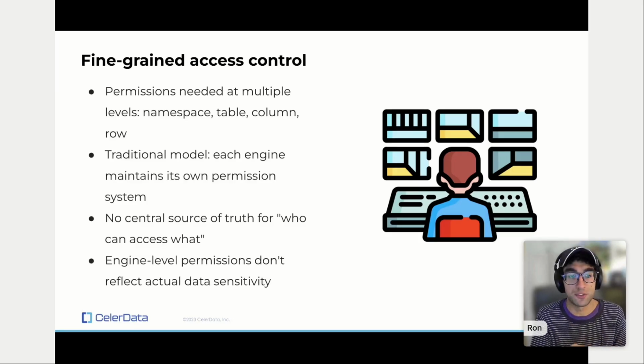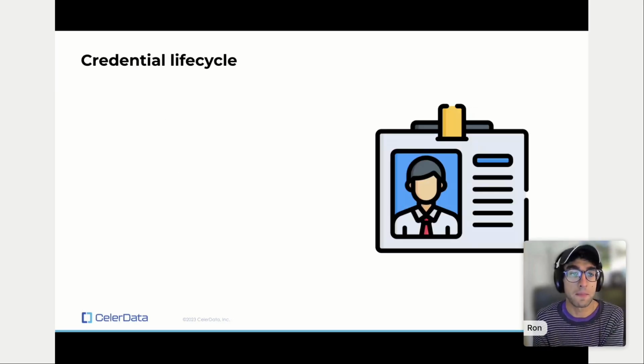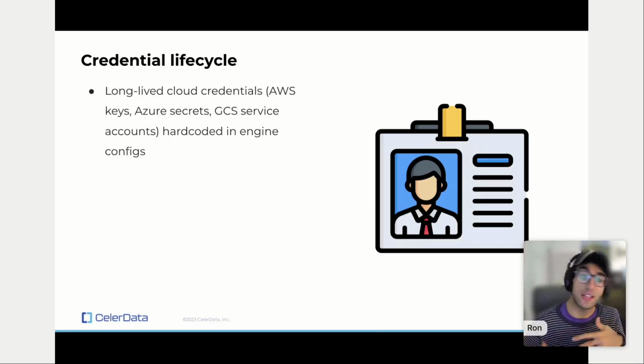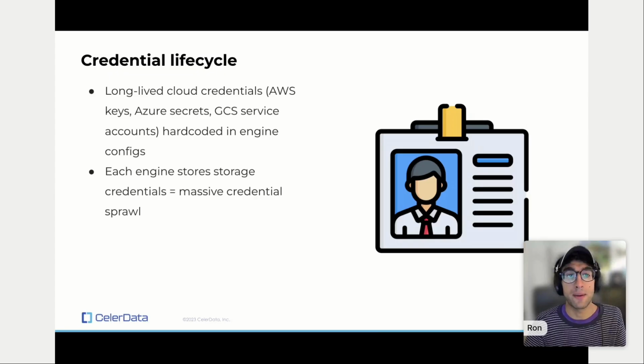So the engine level permissions don't actually reflect the actual data sensitivity. And then I would say one of the most important is credential lifecycling. This is also a challenge not really just in REST security, but in security in general. If you have a long-lived cloud credential, as is the case with many REST catalog providers, hard coded in the engine configuration, well, one, you have a very high trust of your users, and you also have a very high trust of your engine because you're basically granting it these long-lived credentials that ideally should be temporary, right?